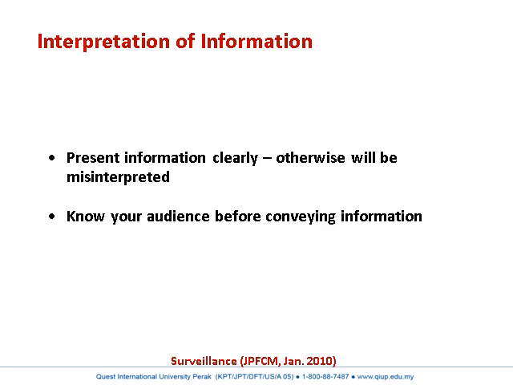Interpretation of information. We need to present information clearly. Okay, we got some information about the disease, information about place, information about person, information about the disease transmission or the time of occurrence. But we need to present the information clearly. Otherwise, our information will be misinterpreted. Know your audience before conveying information. The knowledge level of the audience may vary.